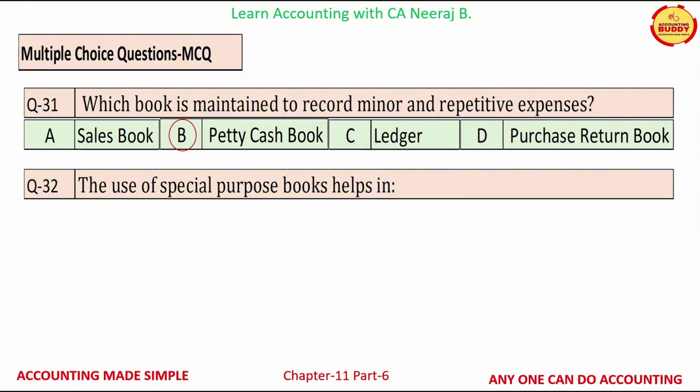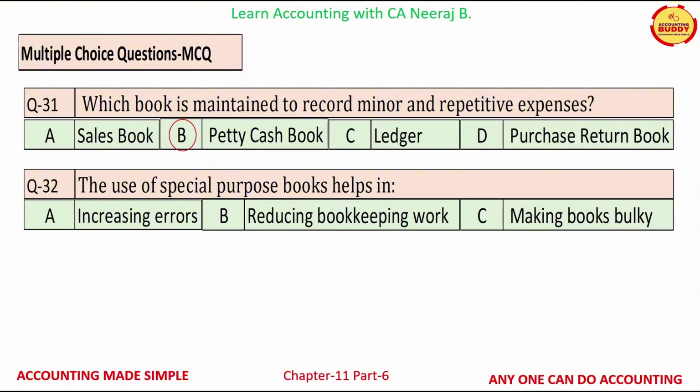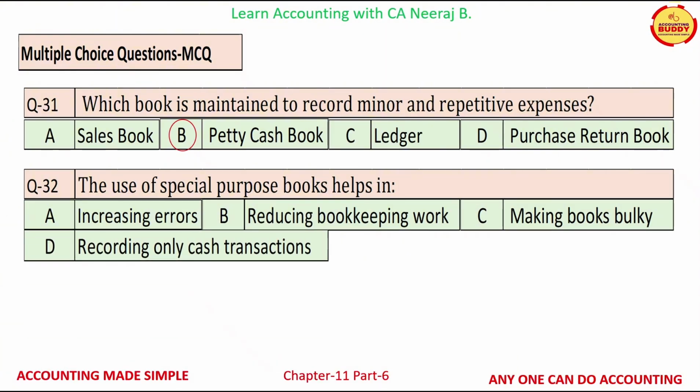Question number 32 is the use of special purpose book helps in, and the available options are option A, increasing errors, option B, reducing bookkeeping work, option C, making books bulky, and option D, recording only cash transactions. And the correct answer is option B, reducing bookkeeping work.